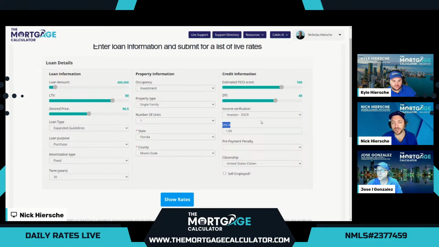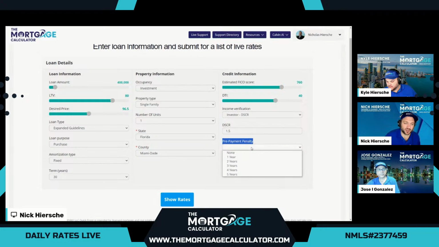If the estimated rents can cover the expenses, the PITIA of the mortgage, aka the property cash flows, that's a ratio of 1. If the property does not cash flow on a monthly basis, that's a ratio under 1. We still have options for that. For the demo, we put 1.5 so that we can see all the programs pop up.